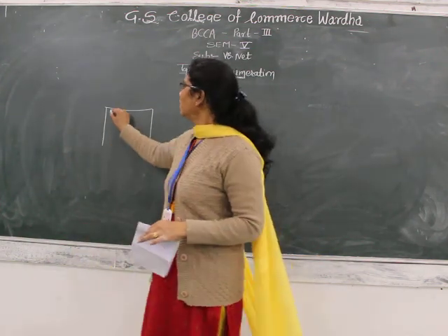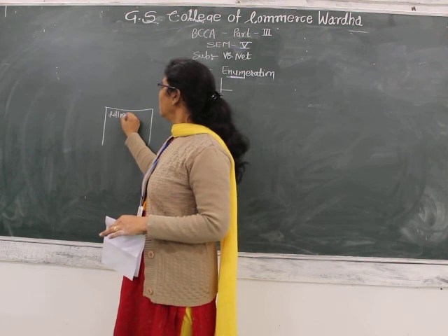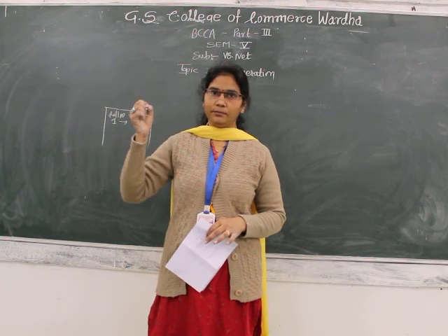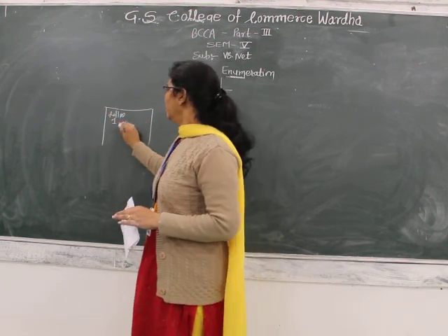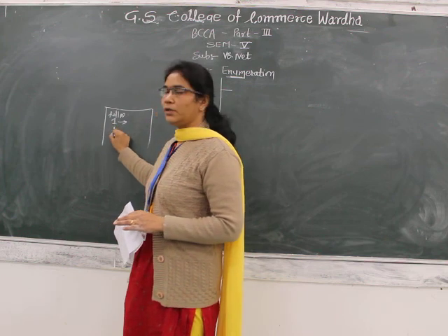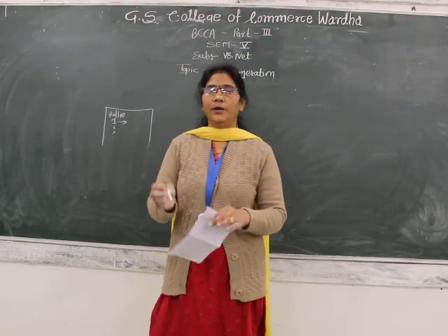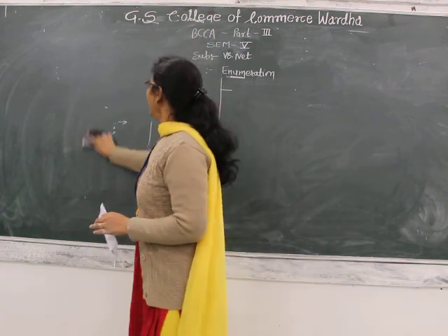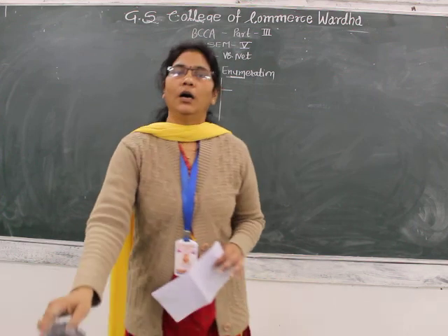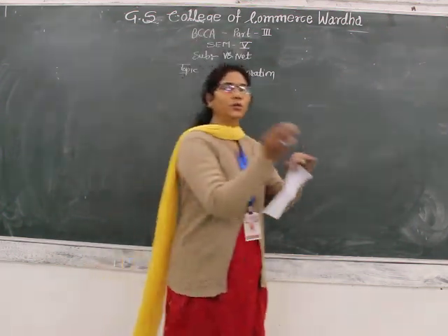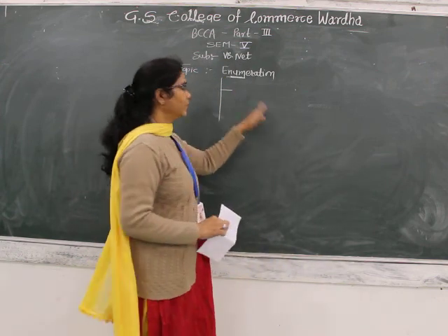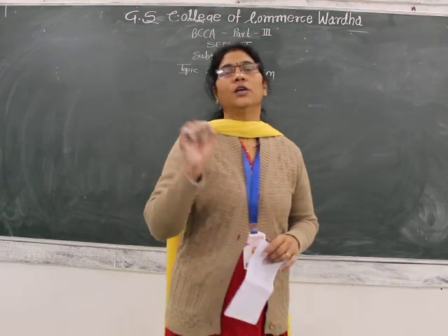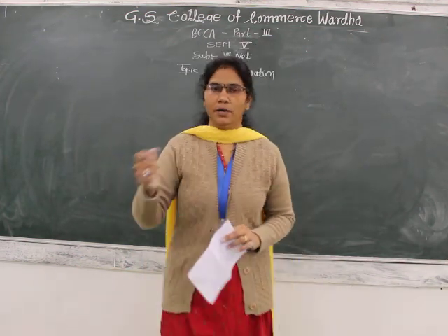Just as I give you a roll number, roll number 1, 2, 3, 4, each roll number has its identification. According to that, we give a number identification to a string. That is nothing but the enumeration, and those numbers are given by the user, that's why it is called a user type of data type.